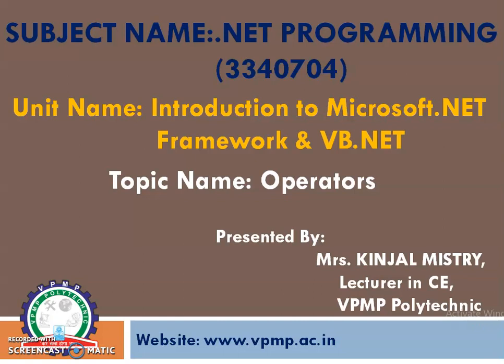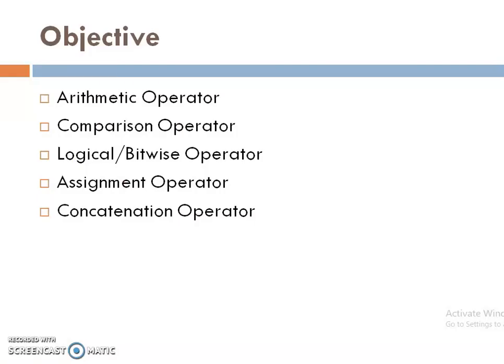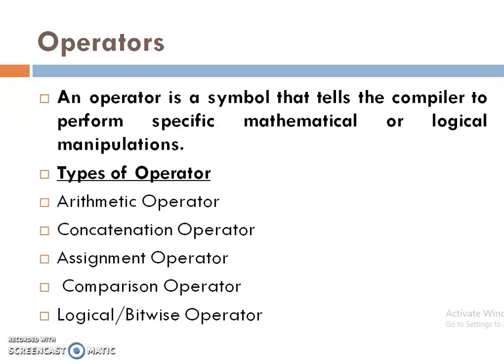Today my topic name is operator of chapter number Introduction to Microsoft .NET Framework and VB.NET. In this video lecture we learn the following topics. First we learn arithmetic operator, second comparison operator, third logical or bitwise operator, then assignment operator, and last we learn concatenation operator.